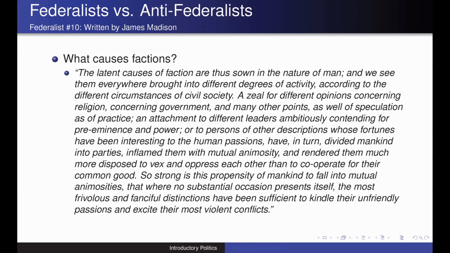Madison is not pulling any punches here. He is arguing that we will find reasons as human beings to gang up on other groups of people. And we will do that with no real reason. When it says where no substantial occasion presents itself, the most frivolous and fanciful distinctions, the tiniest things, have been sufficient to cause violence. And so Madison's going to say that this is what we need to avoid, that this is kind of endemic, something inherent within human beings. And so we need a strong national government to stop that from happening.